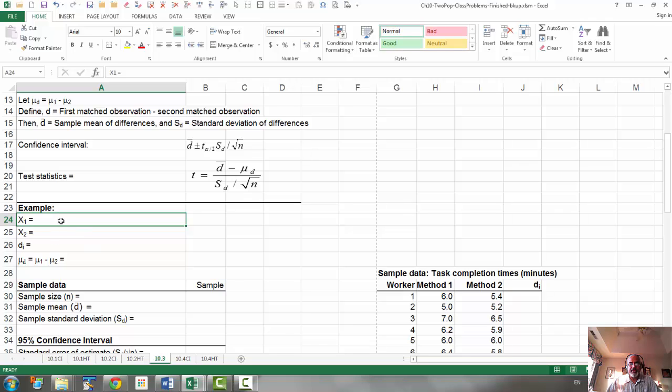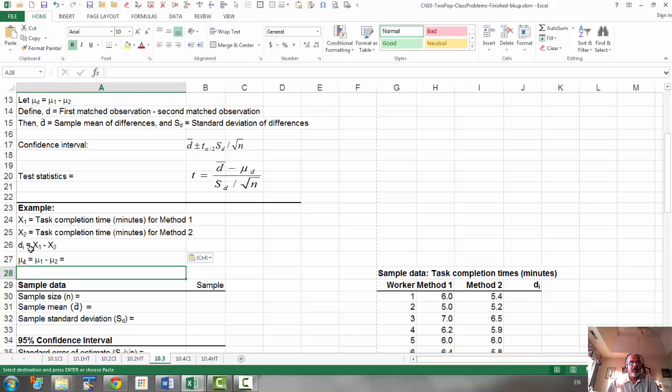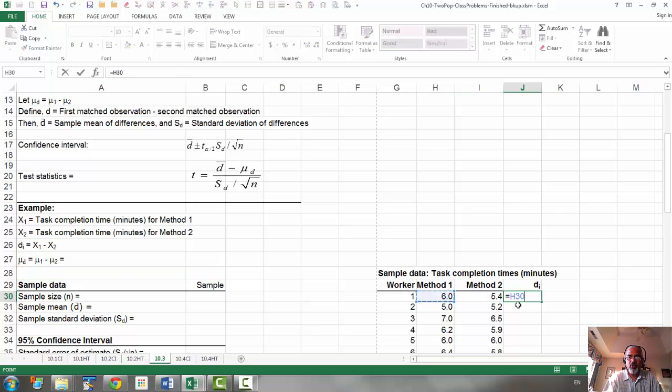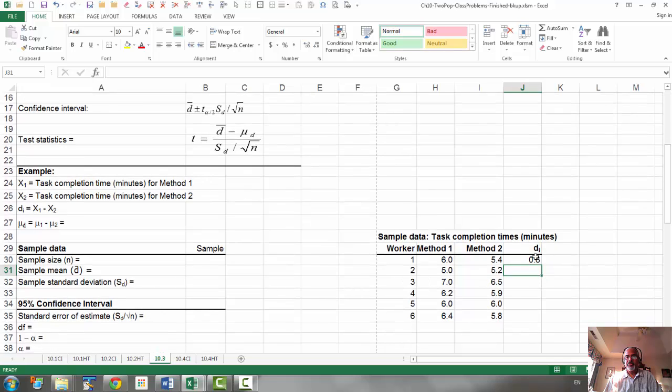So here we have two populations. The first one is task completion time in minutes for method 1. The second one is the task completion time for method 2, and we take the difference between the two, d sub i, as x sub 1 minus x sub 2. So now we can do that here. We take x sub 1, the method 1, minus method 2. So now we have the difference.